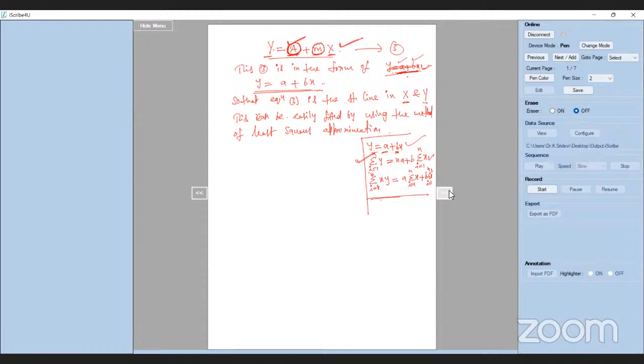So now, according to equation 3, the normal equation is: we can write the normal equation of equation 3 as summation i is equal to 1 to n, Y is equal to, what is here? Capital Y. Yes, capital Y.